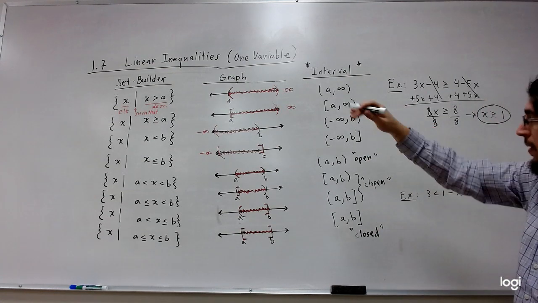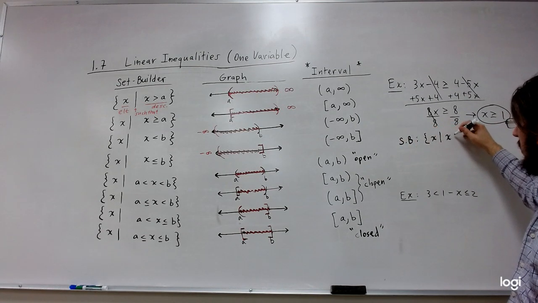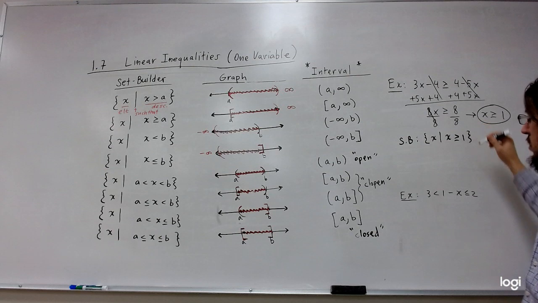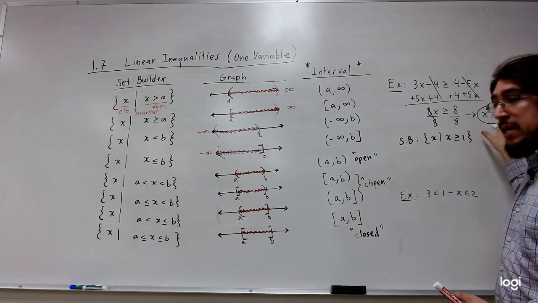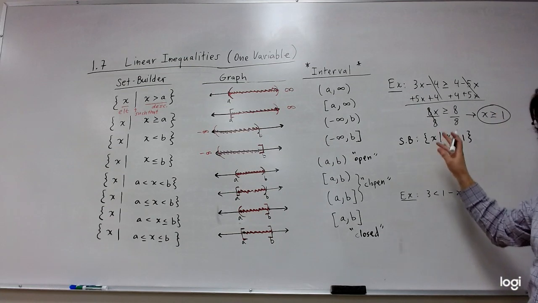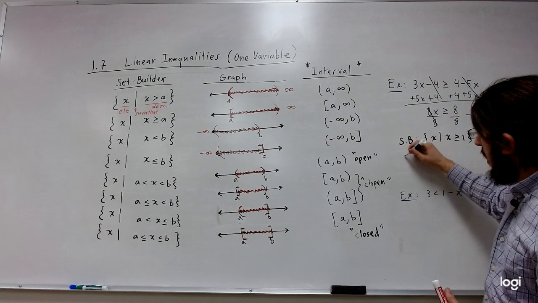So SB for set builder, that's going to be the set of all x's such that x is greater than or equal to 1. So fairly straightforward for set builder. You just write this answer that we got here after a bar, x before the bar, and all encased in these braces. Good.